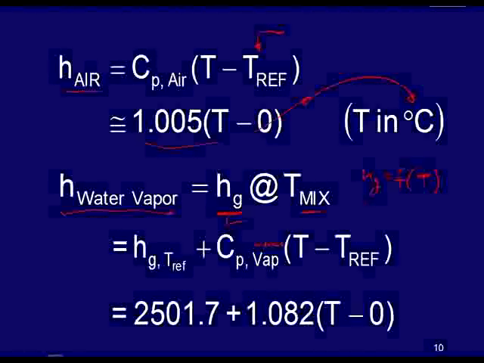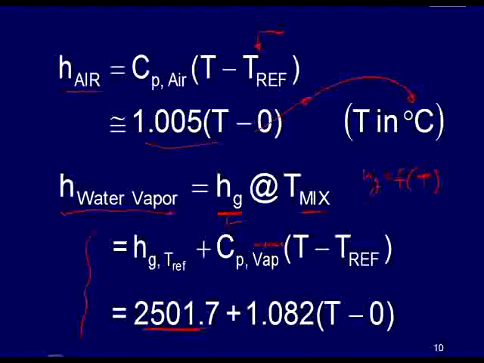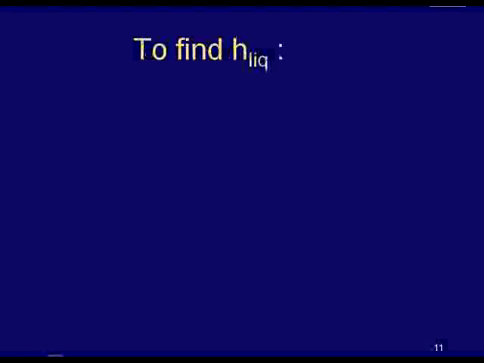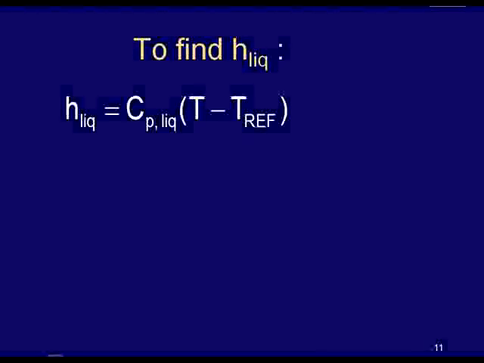This turns out to be, for a reference point of 0, the Hg is 2501, and you can actually have a formula to calculate H of the water vapor. Putting it all together, you can get the H of the mixture.